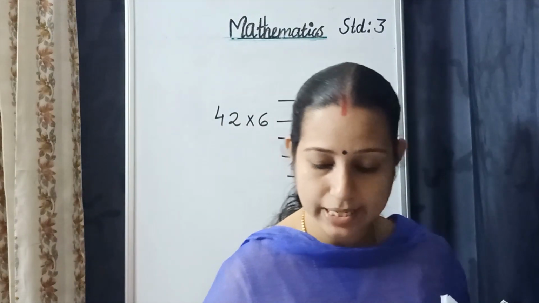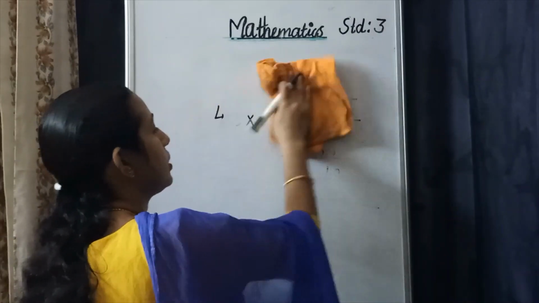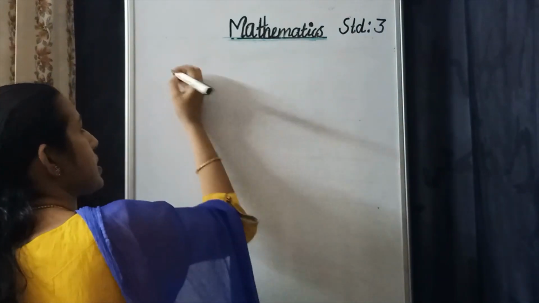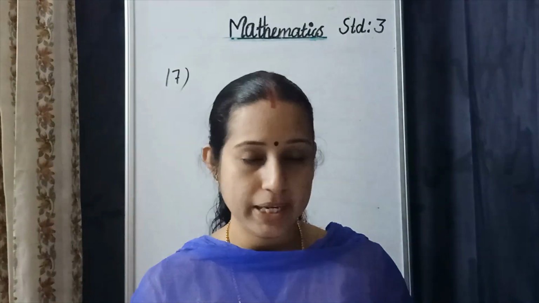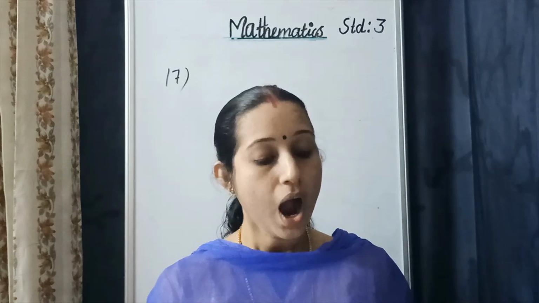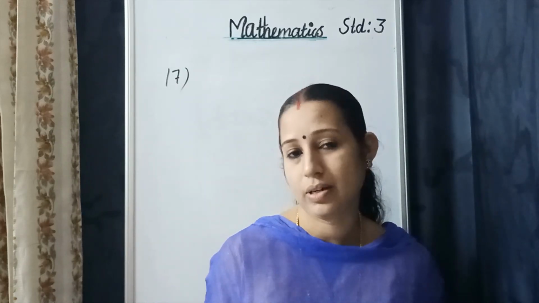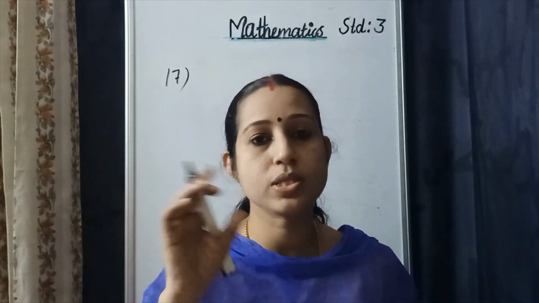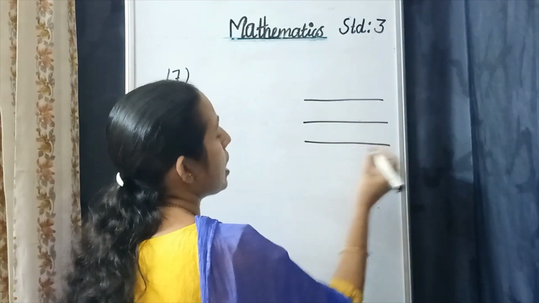Question number 17 in your mathematics workbook. Okay, what is the question? Look in your workbook. There are 48 students in a row for the morning assembly. How many students would be there in 6 such rows in a school? They were conducting the morning assembly, and students are standing in a row. How many rows are there? One morning assembly, students are standing this way. Yes, there are 6 rows.